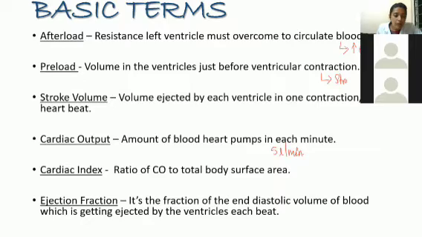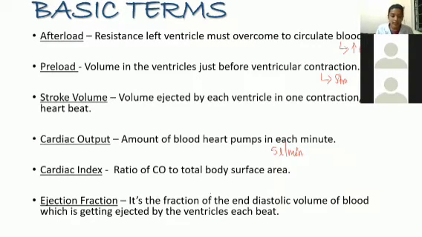Okay. Then cardiac index. Cardiac index is the ratio of cardiac output to total body surface area. According to our total body surface area, what is the ratio of cardiac output? Whether that is enough or not, for assessing that we will check the cardiac index. For all of these three, stroke volume, cardiac output and cardiac index, there are different formulas. We will discuss that in the next slide.